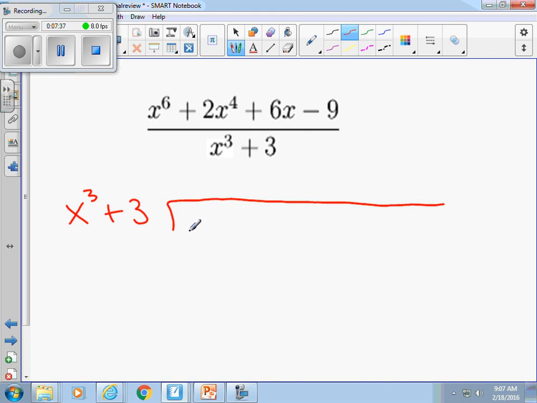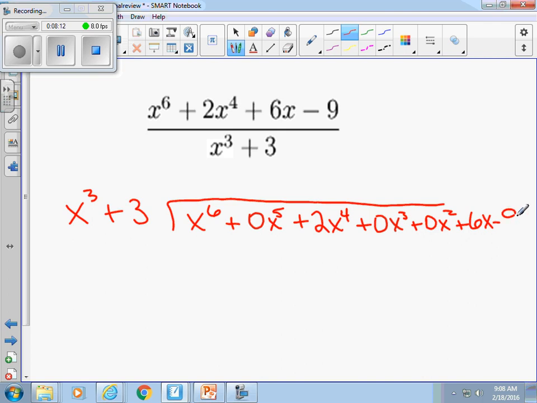You don't have to do this, but I am going to put placeholders in. This is an option. Some of you could get away with doing this without placeholders. What I mean by placeholders is you see how this skips an x to the 5th? I'm going to put 0x to the 5th in. Those are not a requirement, but for some of you it will help.